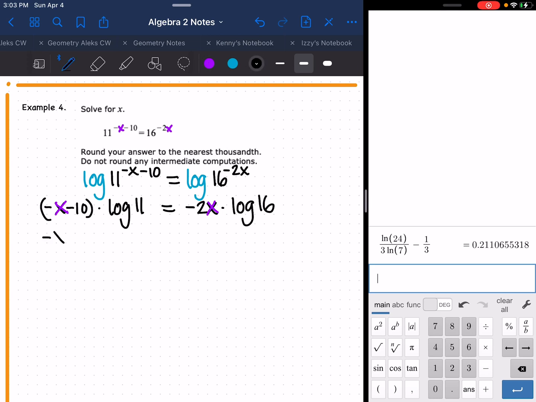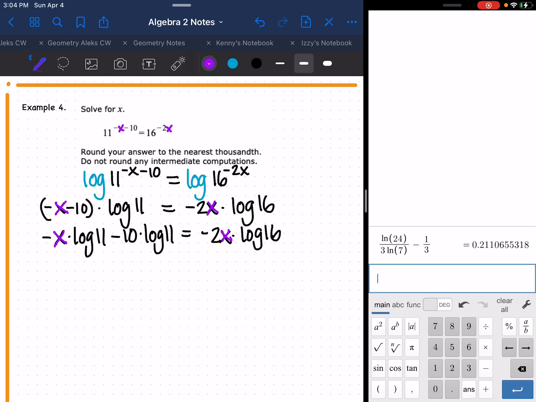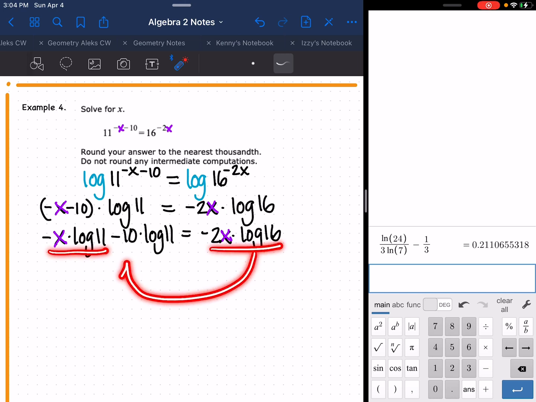I'm going to say negative x times the log of 11 minus 10 times the log of 11 is equal to negative 2x times the log of 16. I'm just going to come back in and make sure that I know where my x's are. Because the next thing I want to do is get my x's on the same side. I want the x's together. I'm going to move them to the left-hand side of my equals. And I'm going to take whatever doesn't have an x and move it to the right-hand side. So this x can stay, but this x needs to come over here.